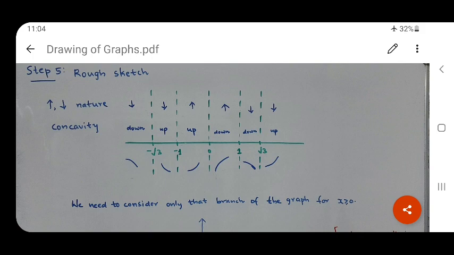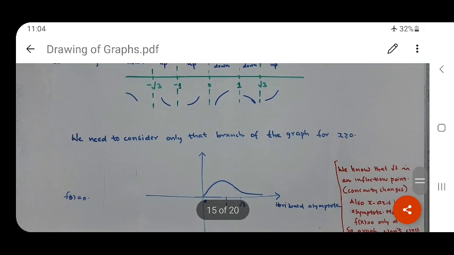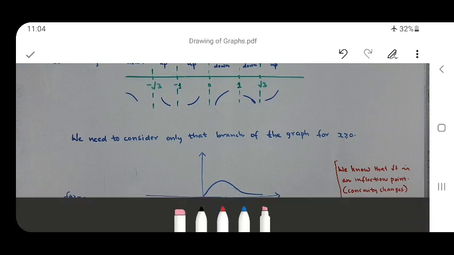And in each of the intervals, minus infinity to minus root 3, it is concave down and decreasing, etc. So we have these pieces of curve as mentioned. Combining them, we have a rough sketch like this. Observe that here the function increases, concave down. Again, there is a point where it changes, it is concave down again but decreases, and again there is a point where it changes concavity, etc.